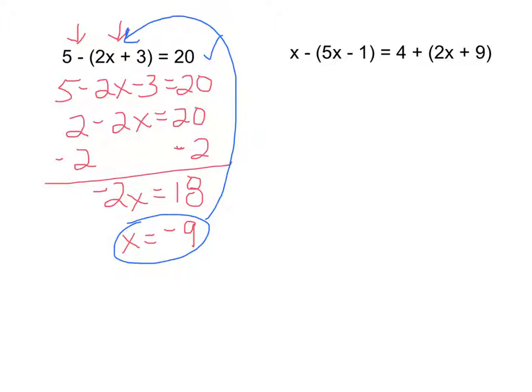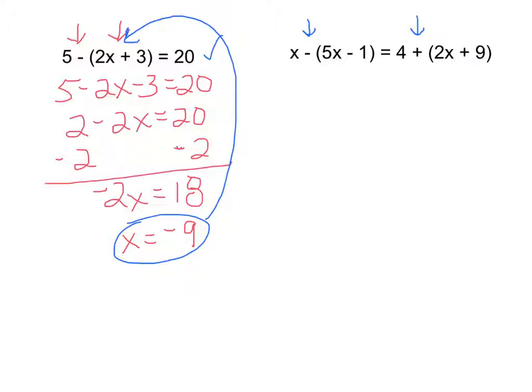In the second equation to the right, notice that I have two different sets of parentheses, and in front of one of the sets of parentheses is a subtraction sign, and in front of the other set of parentheses is an addition sign. Once again, I would suggest that the first thing that you do is go through and rewrite the equation without the parentheses.